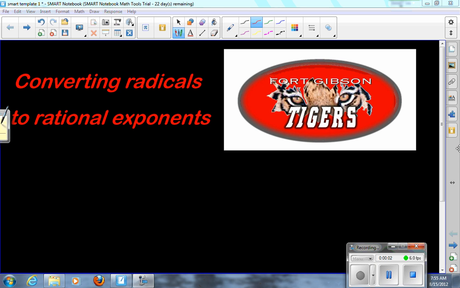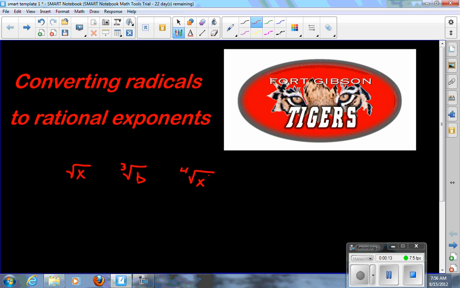This lesson will be short. It's just about converting a radical. A radical is just a root, like the square root of x, or the cube root of b, or the fourth root of x to the fifth, or something like that. It's converting a radical to rational exponents.